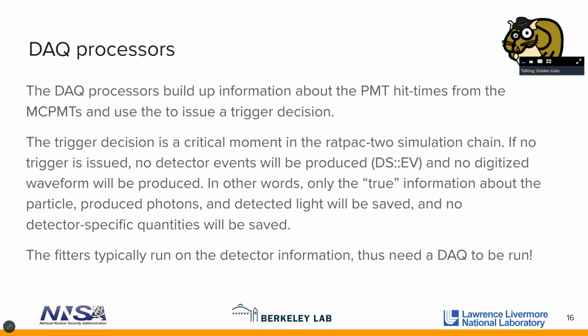And then, okay, here's an example of why you might really want to run the data acquisition. If you're trying to run a fitter, the fitter's like a reconstruction algorithm that Sam will talk about tomorrow. They typically run on some sort of detector information, some sort of PMT hit time or something like that. And you would need to run a DAC in order to produce that PMT hit time in order to successfully run a reconstruction algorithm. The reconstruction algorithm is not going to run on the total true number of photoelectrons that are detected.